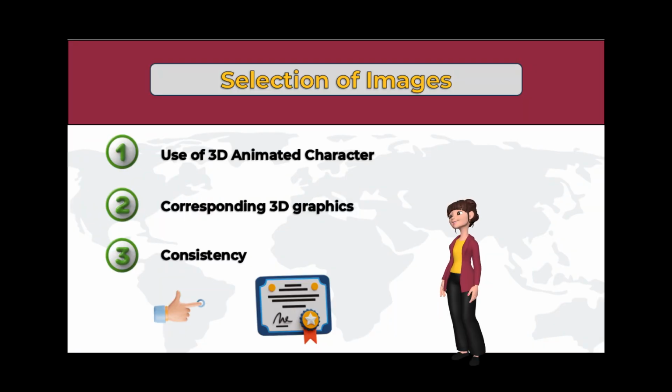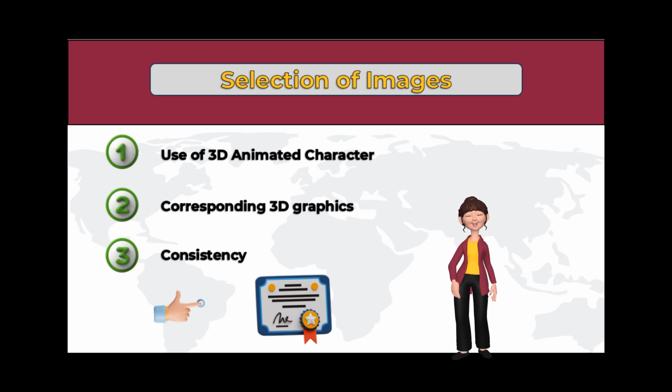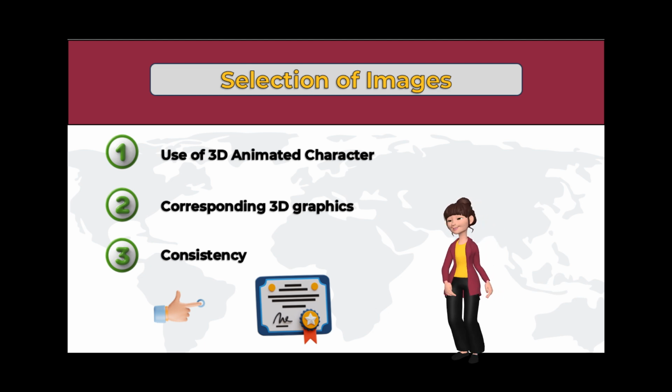Next, let's discuss the selection of images. To enhance engagement, I incorporated 3D graphics that complement our 3D animated character. These images were created using Canva and were selected to match the character's style, ensuring a consistent visual theme throughout the presentation. The purpose of these graphics is to simplify complex information and make it more digestible for the audience. Consistent imagery helps in maintaining attention and aids in better retention of information. Each image was carefully chosen to support the content and improve overall comprehension.